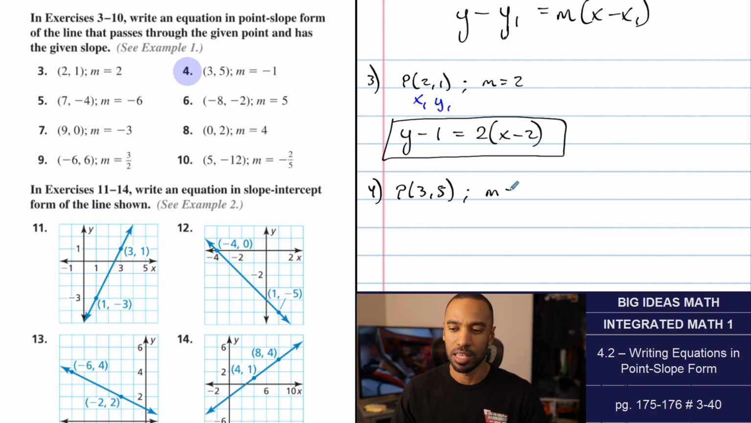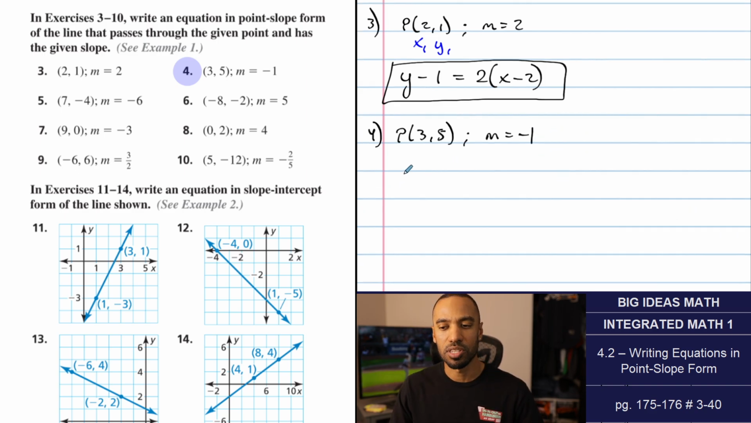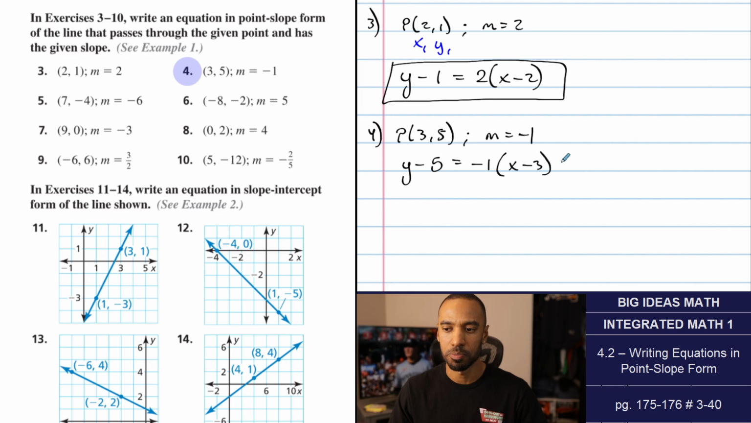We have this point and this right here. Again, I'm not going to say it's as easy as y equals mx plus b, but it's the same idea as y equals mx plus b. You have the information for this formula. We just got to substitute them. Y minus y1 this time is y minus 5, and m is negative 1 times x minus x1 like this.